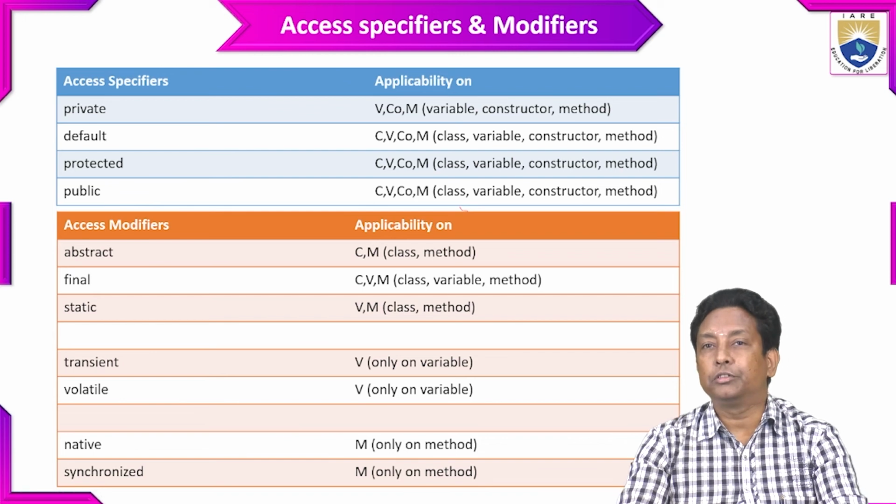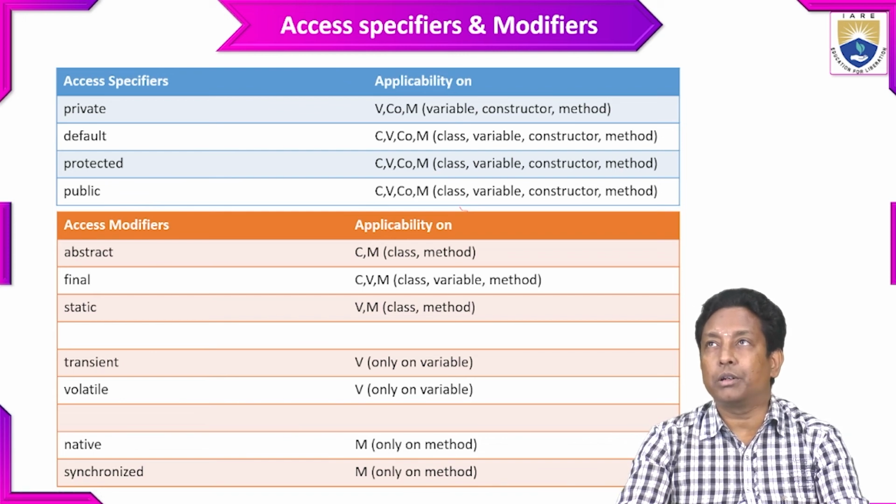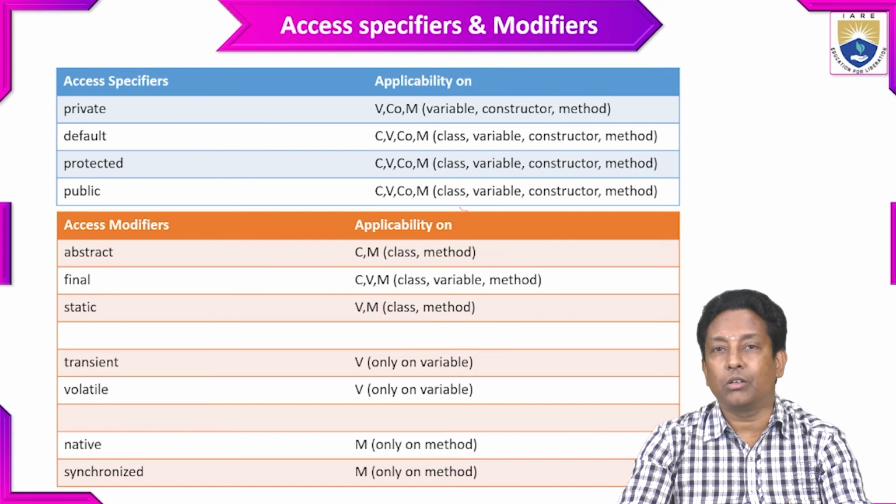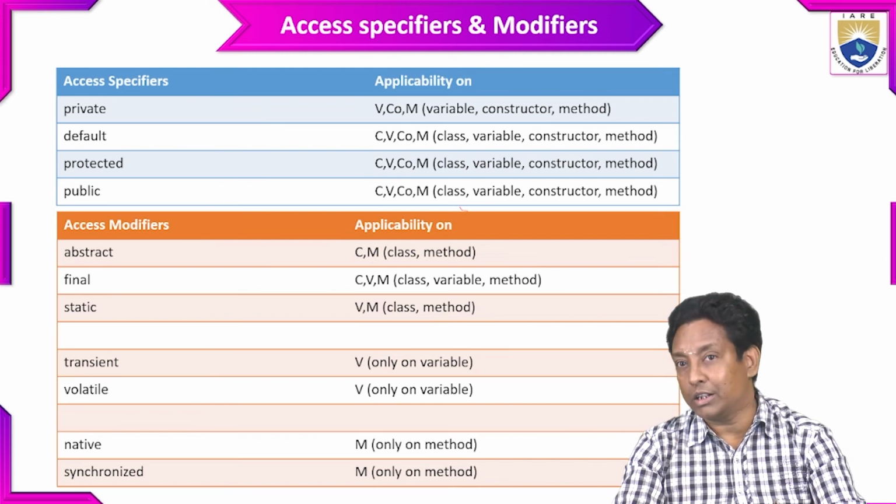So, private only on variable, constructor, method. Default: class, variable, constructor, method. Protected only on variable, constructor, method. Public: class, variable, constructor, method, all four.